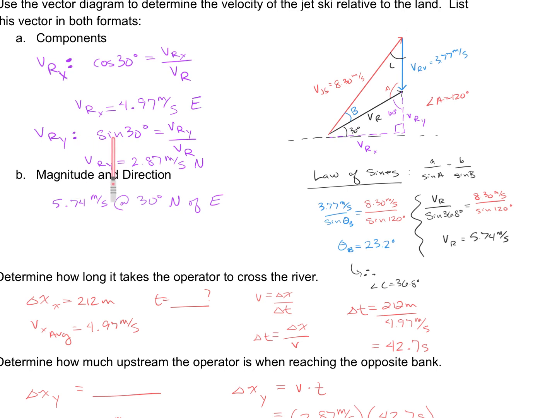The y component is the sine of angle 30, so that's the opposite. So the y component of the resultant vector divided by the resultant vector is equal to the sine of 30 degrees. So if you solve for this value all by itself, you end up with a velocity in the y component that is 2.87 meters per second north. So those are your two components right there. To determine the magnitude and direction of the resultant, we've actually already done so much of this work, but the magnitude is 5.74 meters per second, and the direction is 30 degrees north of this east line.